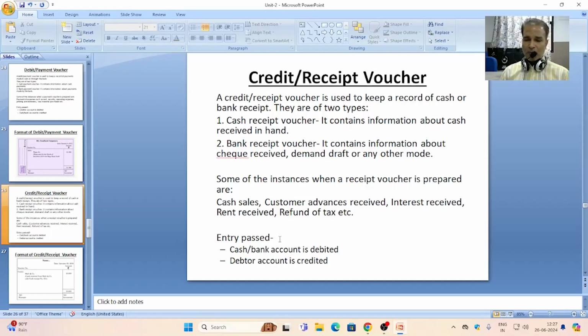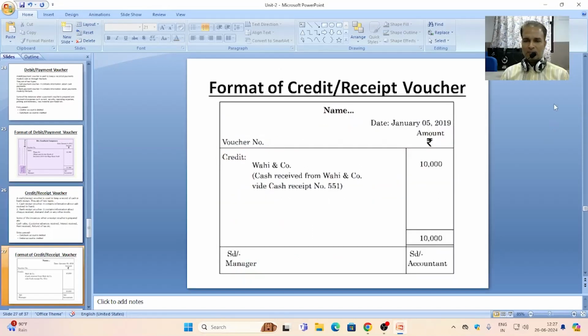Entry should be passed as cash or bank account should be debited and debtor account should be credited. Let's have a look at a common specimen of credit or receipt voucher. This is the journal format. Entry is passed for cash receipt from Wahi and Company. Cash has to be debited, and Wahi and Company has to be credited. He is a debtor.